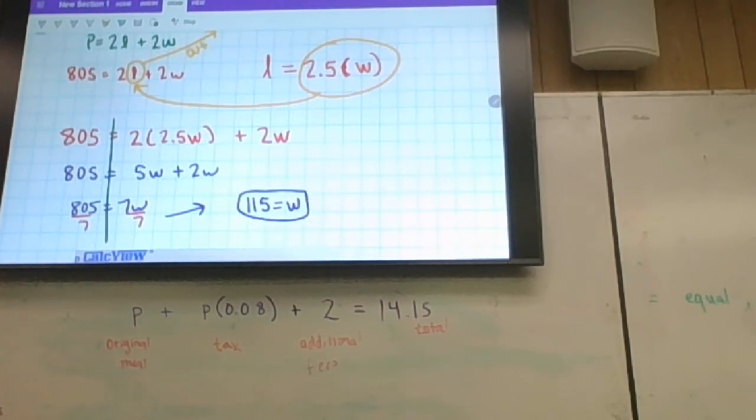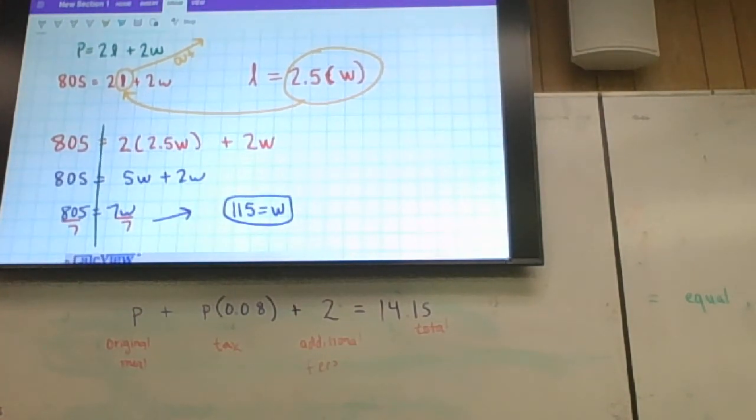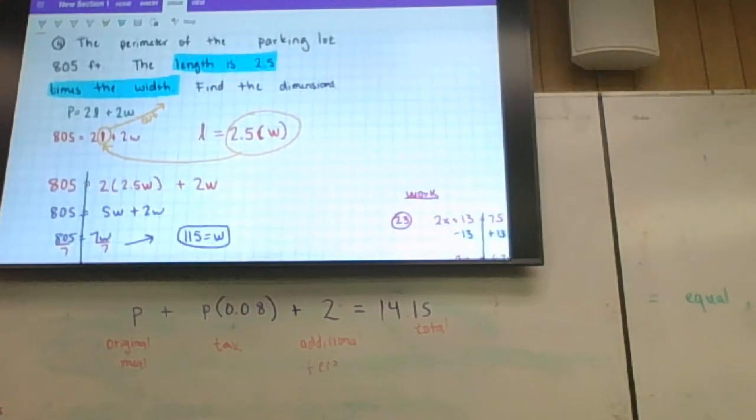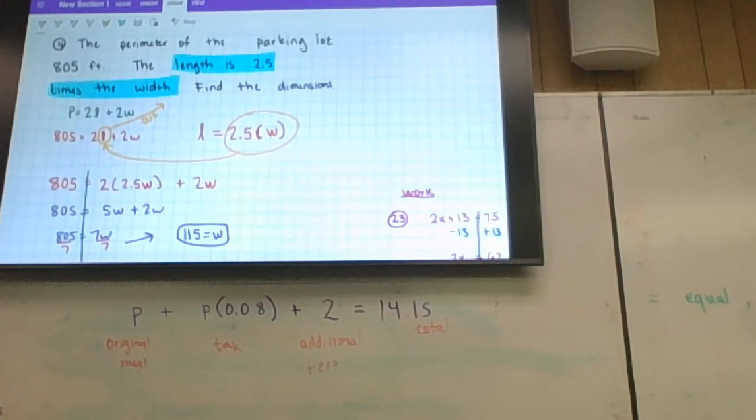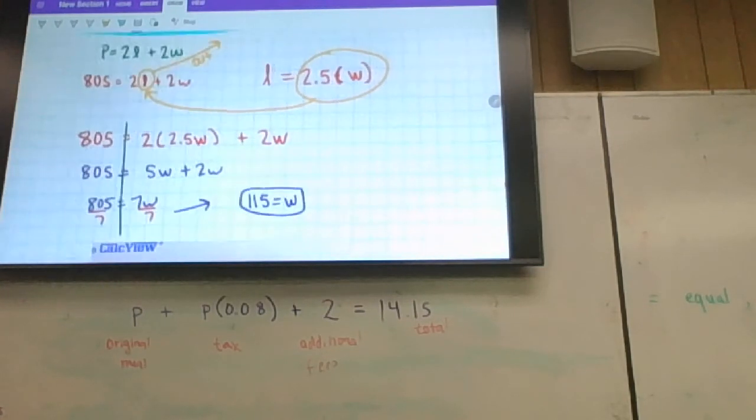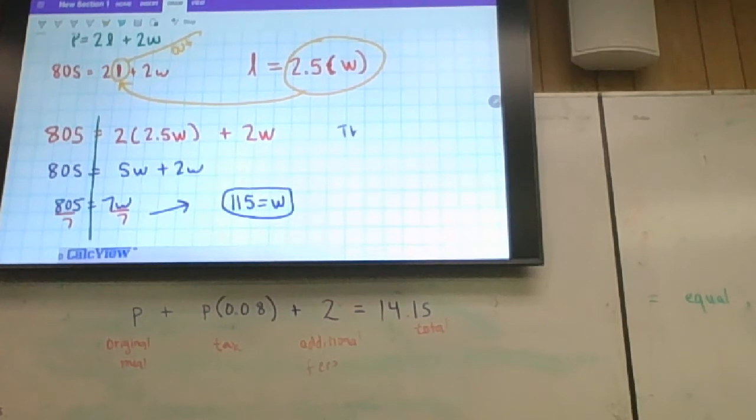Who got the math right at 115? All right, great job. Who can answer in a complete sentence what this is? Leilani, you want to try it? No? Okay. What was the equation? Let's look. The perimeter is 805. The length is 2.5 times the width. Find the dimensions. Yep, the dimensions are 115.